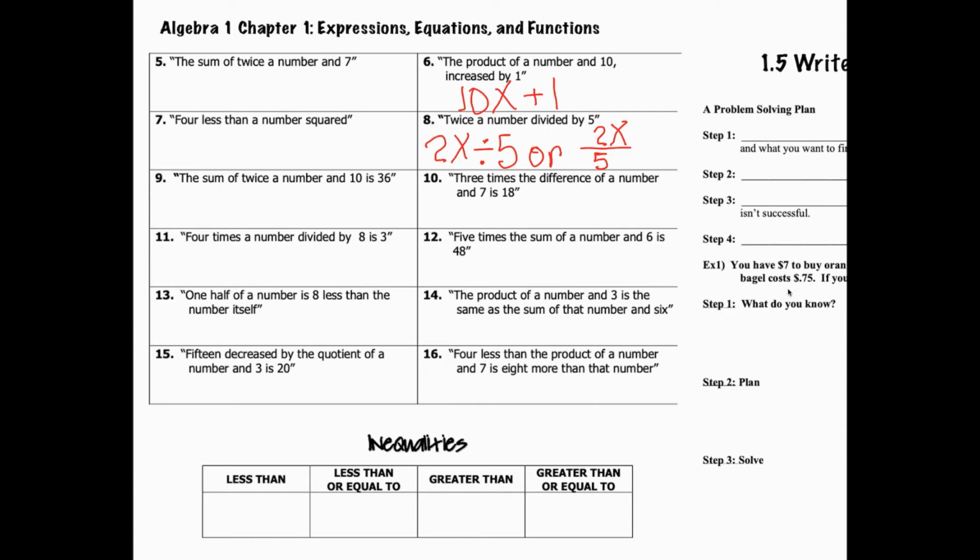3 times the difference of a number and 7 is 18. Just so you know, is indicates an equal sign. So 3 times the difference of a number and 7. If you remember from the previous page, 3 times the difference of a number or 3 times the sum of a number indicates parentheses. So 3 parentheses, and it's the difference of a number and 7. So x minus 7 equals 18.